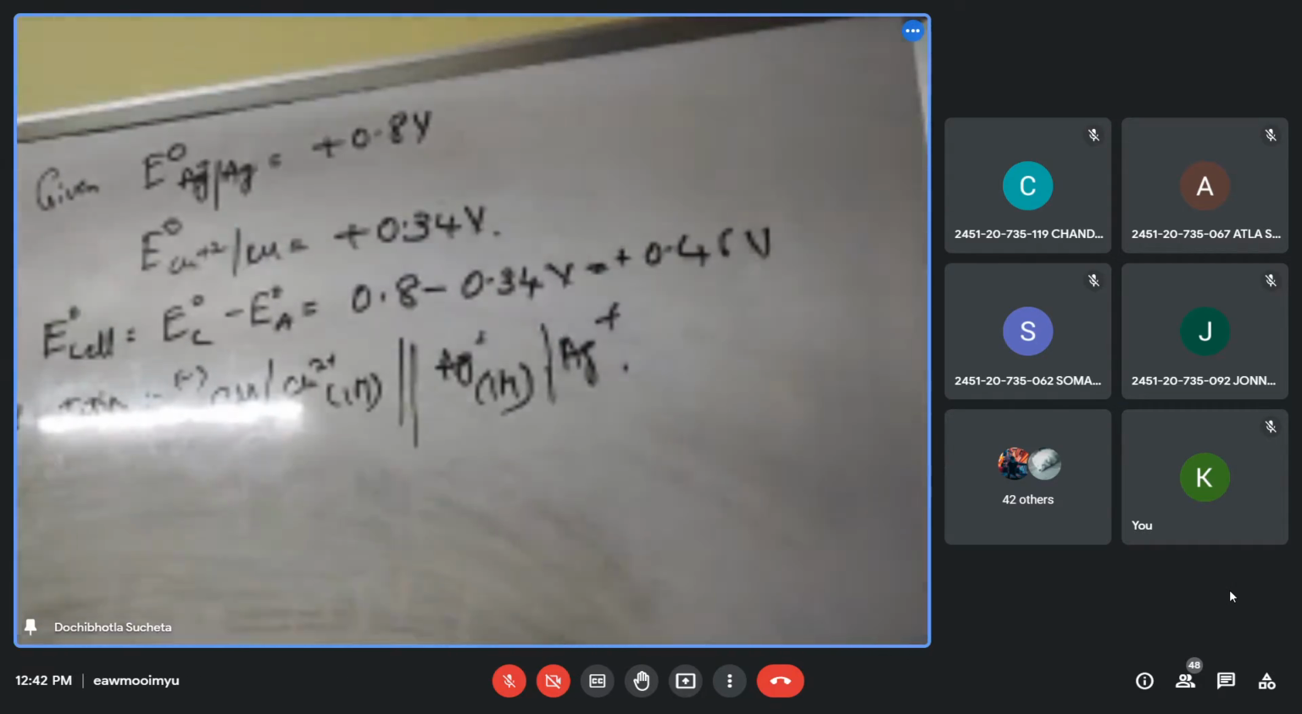E naught iron, that is Fe plus 2 slash Fe is equal to minus 0.44 volts, and E naught lithium, that is Li plus slash Li is equal to minus 3.05 volts.